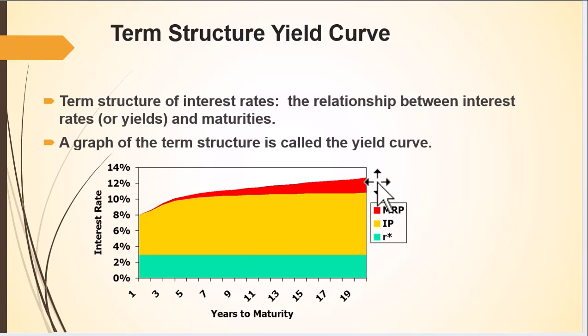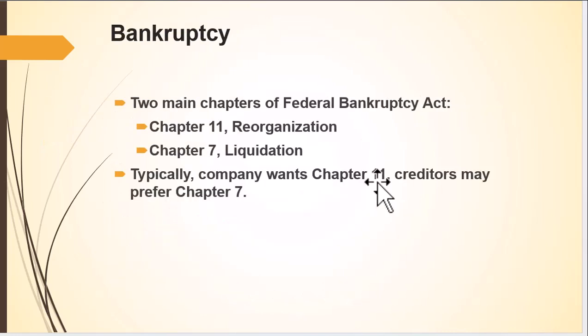So again, I want to kind of finish this discussion on bonds. So let's first talk about bankruptcy. There are two kinds of bankruptcy that corporations are concerned with. Chapter 11 is called reorganization. Chapter 7 is liquidation. Companies would prefer Chapter 11. Creditors want Chapter 7, right?